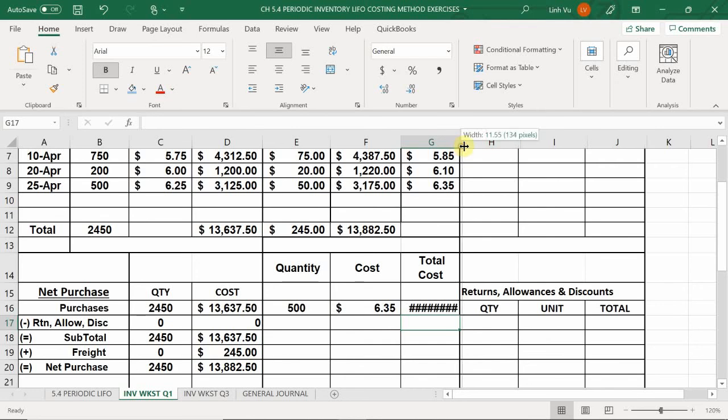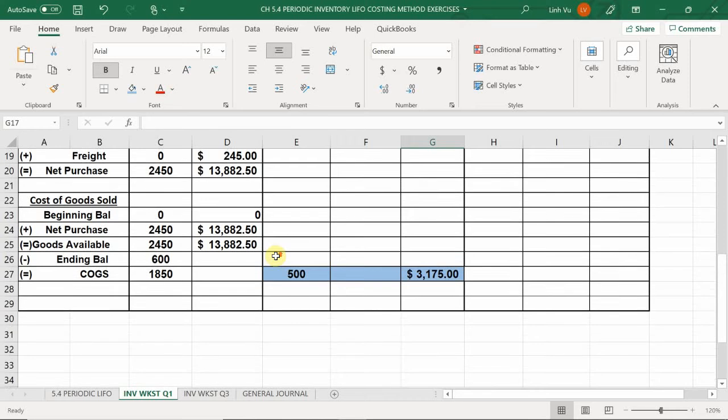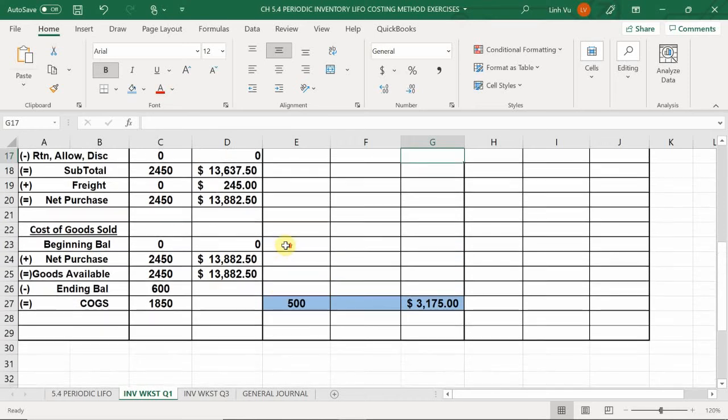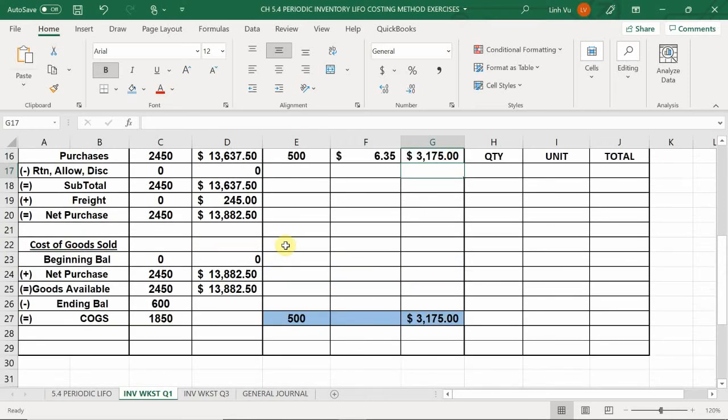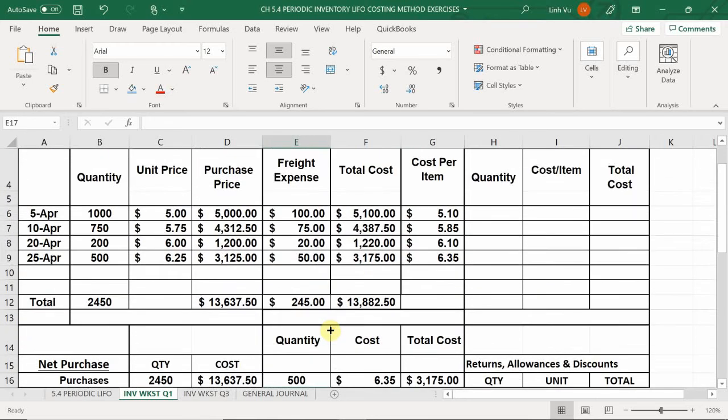Okay? I already know that, right? I don't need to calculate anything here. Yes. Okay? So that's my first 500. I still have to sell, let me see, 1,300. Yes, I have to sell another 1,300.